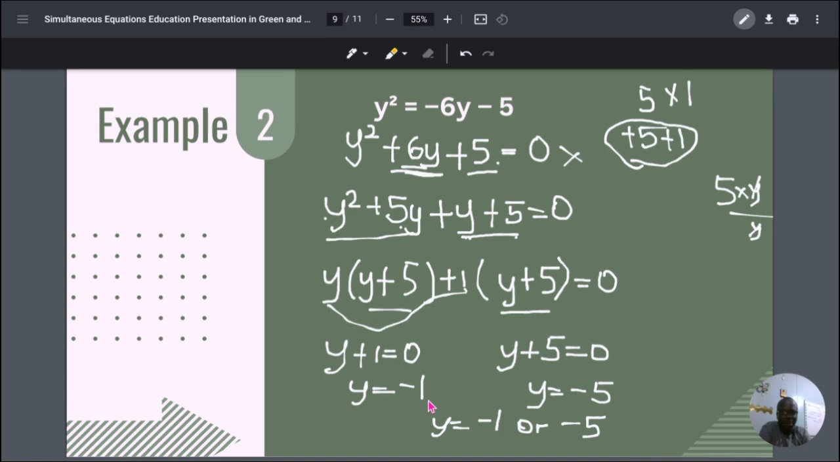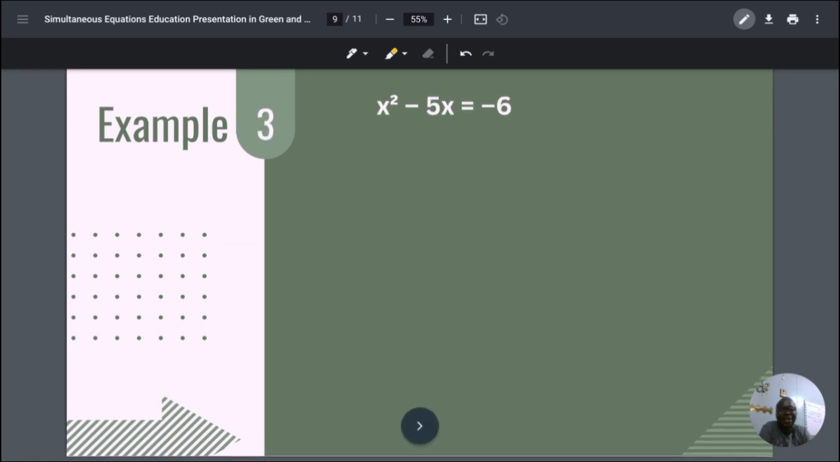Okay, let's go to example 3. Remember, we have 4 examples to solve. So now let's go to example 3. Now, example 3, just like the first one, remember on your right hand side must be a 0. So we move our minus 6 out of here.